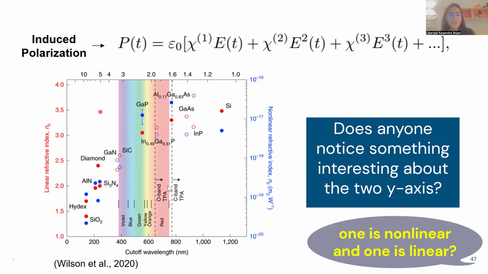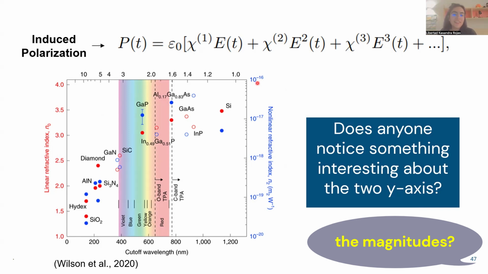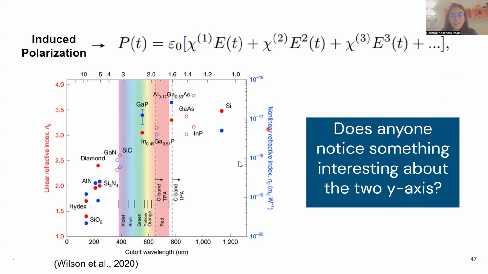Yes, that is true. One is nonlinear and the other is linear. That is true. You can think of the magnitude. Just mention one little thing. Yeah, exactly. Yeah, the magnitudes. That's exactly what we're looking for. So yes, as you can see, the nonlinear refractive index is orders of magnitude below the linear refractive index.